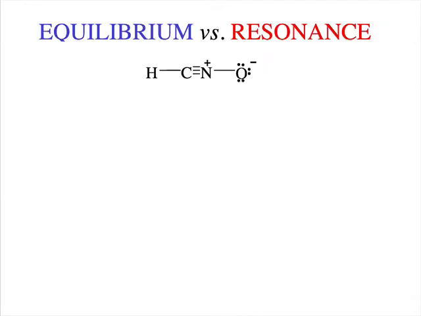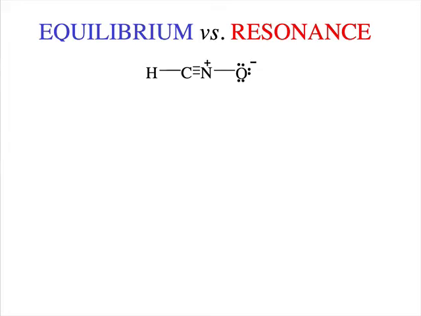Now, to understand the shortcomings of Lewis theory, I want to present you with a pretty interesting example here and drive home the difference between equilibrium, which again is a reaction that has a forward pathway and a reverse pathway, and resonance, which is two or more different ways to draw electron distribution around a constitutional skeleton of a molecule.